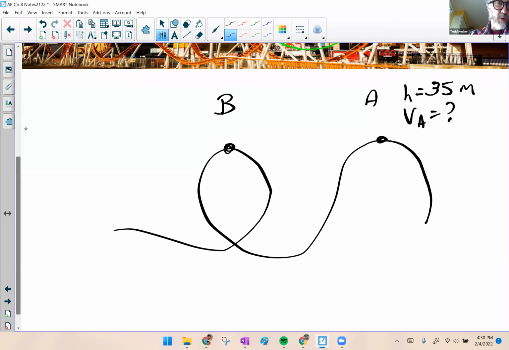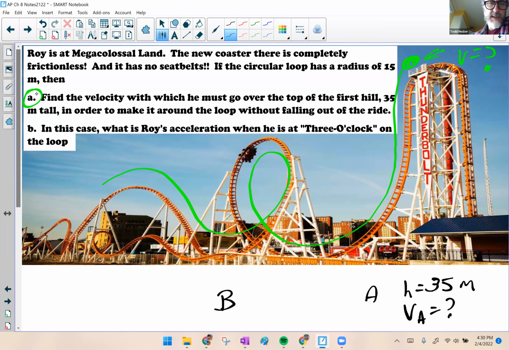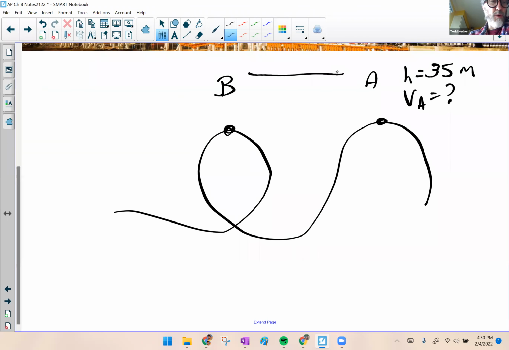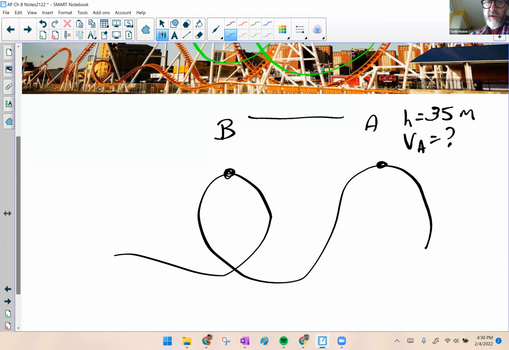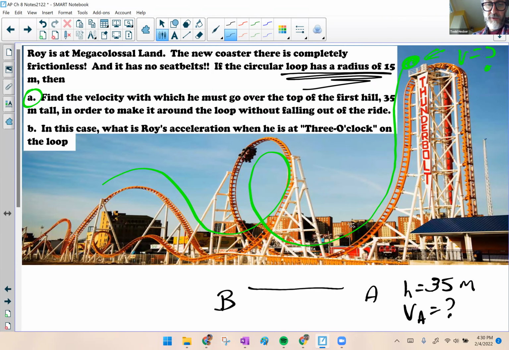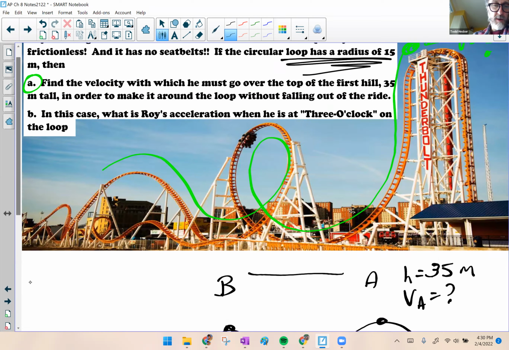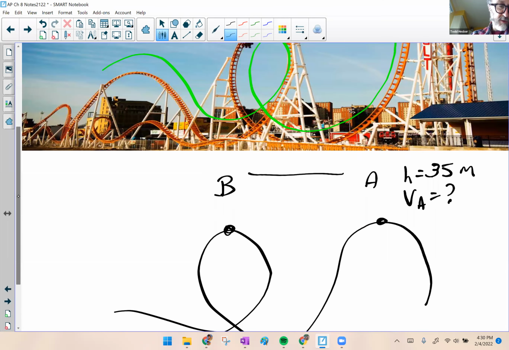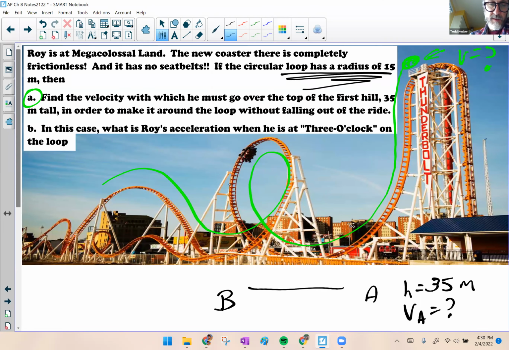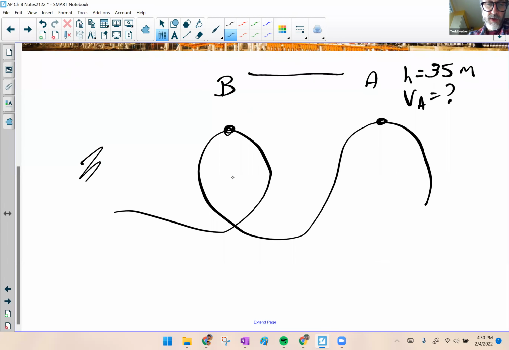Well, let's see. The problem told us that the loop has a radius of 15 meters. So if we go down here and we go, whoa, why is it doing that to me? That's annoying. Ooh, I've never seen that happen before. There we go. So if this is 15 meters and this is 15 meters, then that means the height at point B is 15 plus 15, or 30 meters.